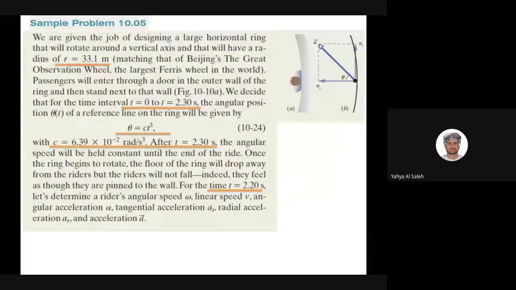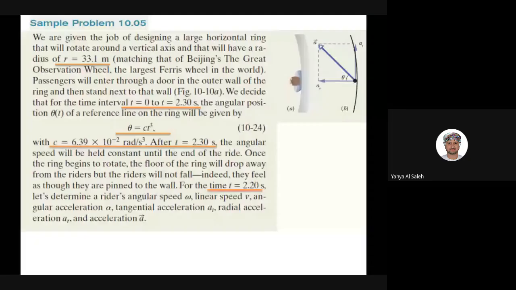Let's do a sample problem. We are given the job of designing a large horizontal ring that will rotate around a vertical axis and that will have a radius of 33.1 meters. Passengers will enter through a door in the outer wall of the ring and then stand next to that wall.